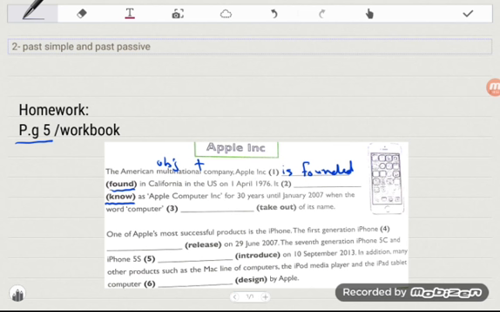Okay, guys, I hope you understand the difference between past simple and past passive, and more importantly, I wish that you understand the meaning of past passive, and therefore how we structure any past passive sentence.